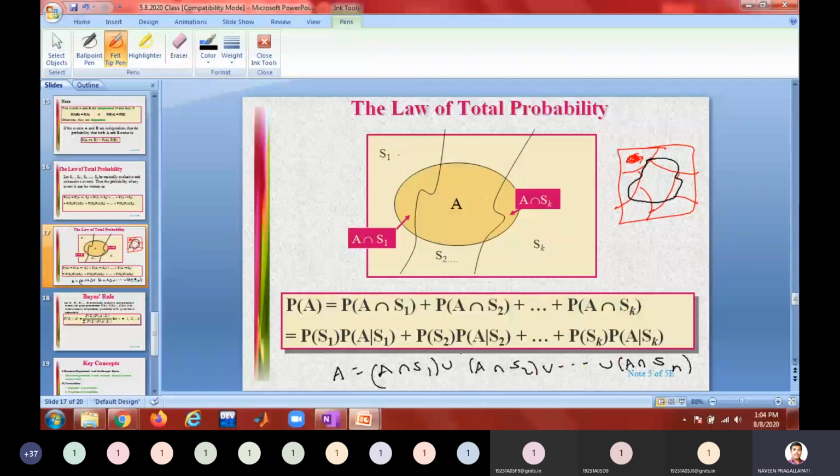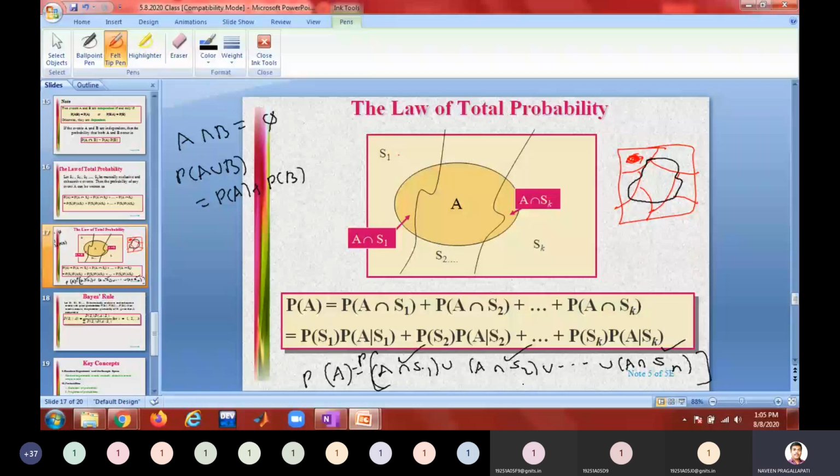In this case, he has written Sk. Because S1, S2, Sn are mutually exclusive, A intersection S1, A intersection S2, and so on, A intersection Sn will also be mutually exclusive. Then when I apply probability on A, what is the probability of these n mutually exclusive events? I told you the axioms of probability. When you have two mutually exclusive events, A intersection B equal to empty, then P of A union B is P of A plus P of B. And you observe that A intersection S1, A intersection S2, and A intersection Sn are all mutually exclusive.